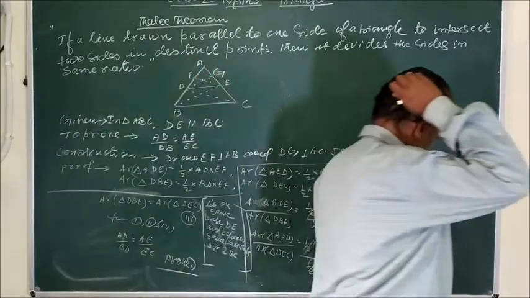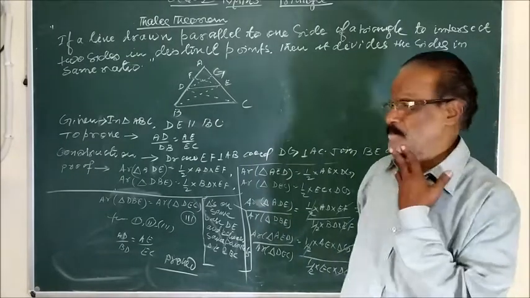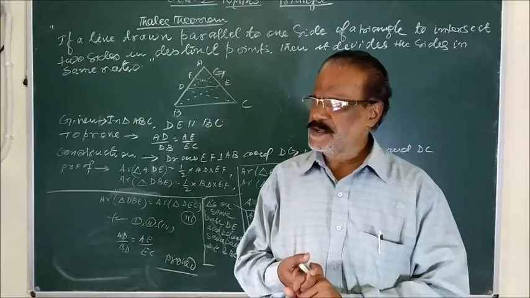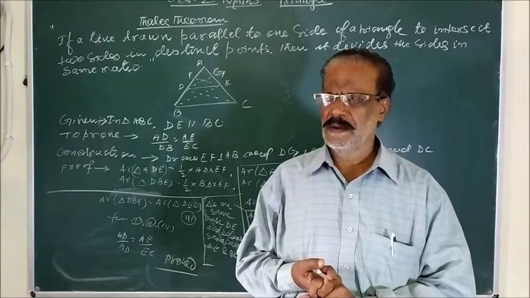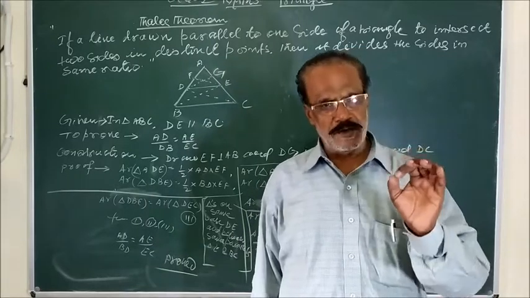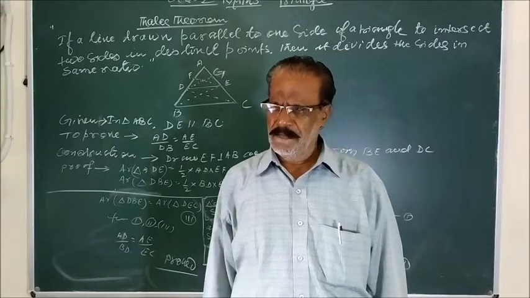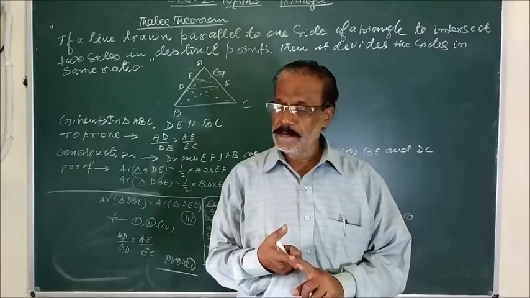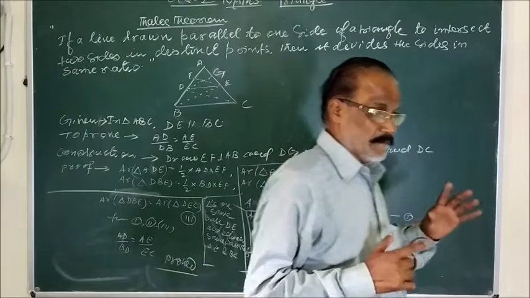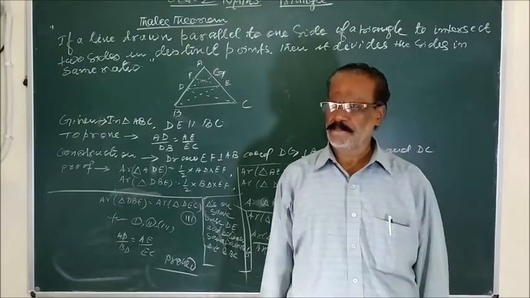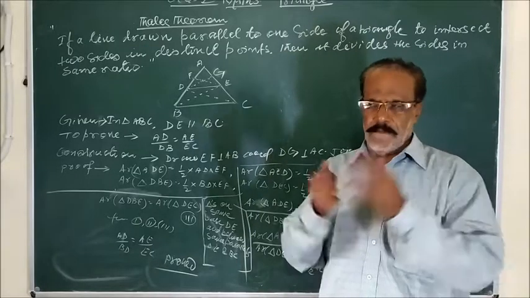Triangles are congruent. You can say this about any figure. The figures are congruent if they have same shape and same size. Same shape and same size. Then the figures are called congruent. I am talking about figures in general.